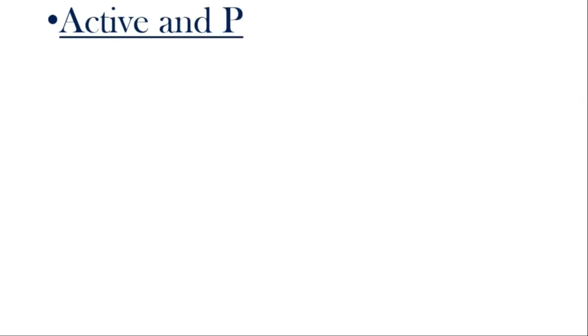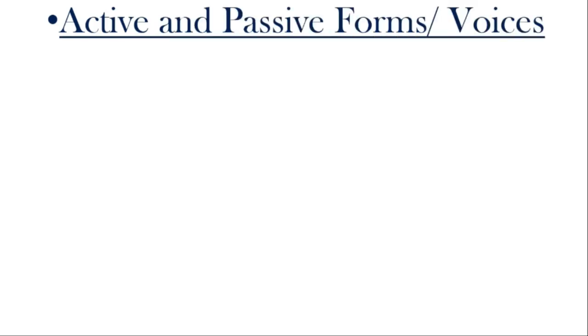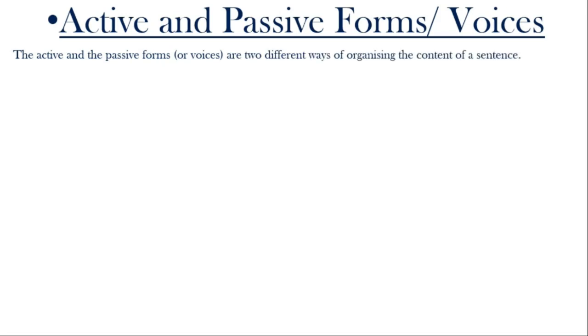So, in this part, we are going to explain the meaning of active and passive forms of voices and the difference between them. Follow with me, please. The active and the passive forms of voices are two different ways of organizing the content of a sentence. Very good. It's very easy. Let's move to the next one.